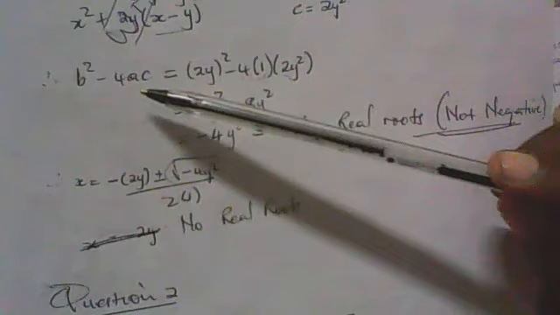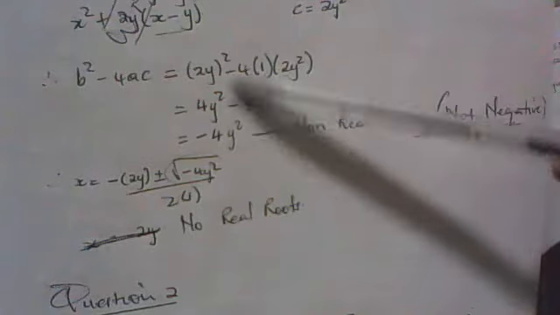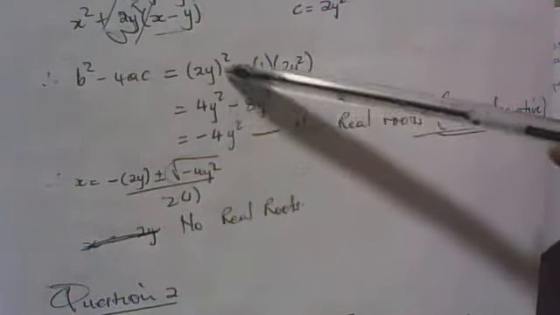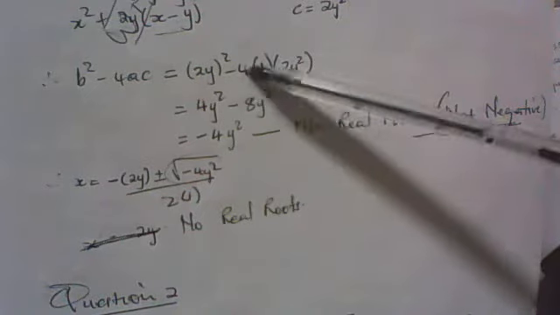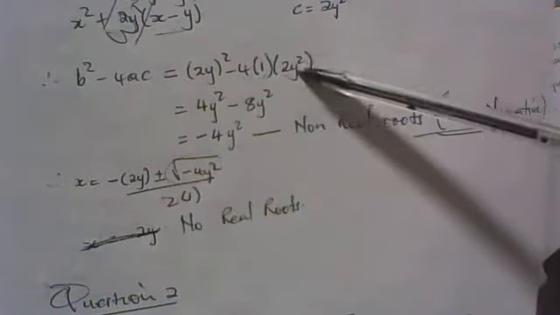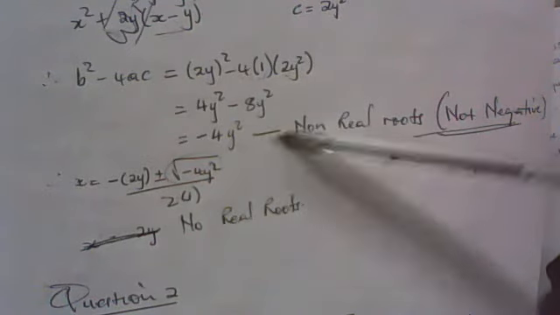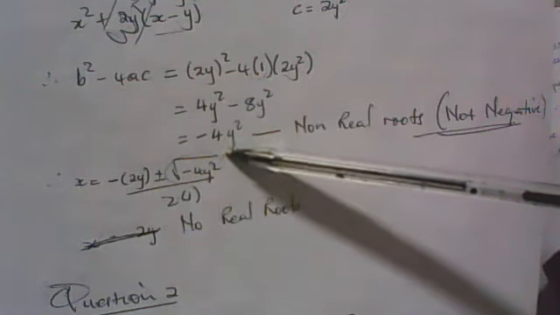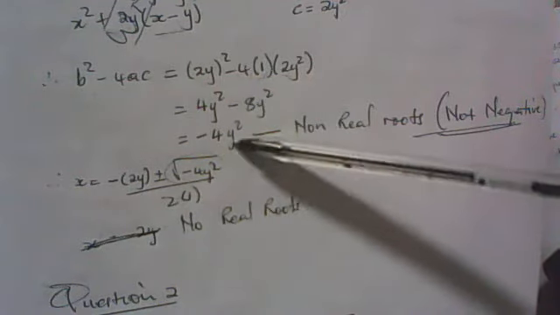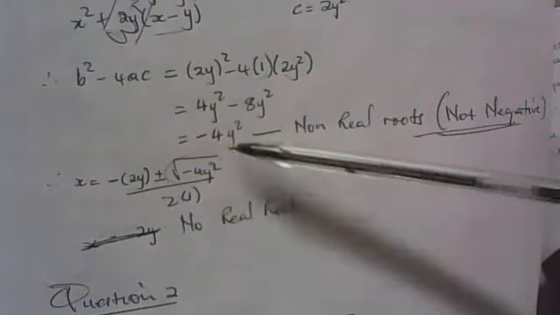But in this case, it is not an equation. Now, let us check this expression. The discriminant is equal to (2y) all squared minus 4 into a which is 1, then c is 2y squared, and that gives you minus 4y squared. And this is the discriminant. Remember, the discriminant is always under the root sign. So this is negative. The discriminant is negative.